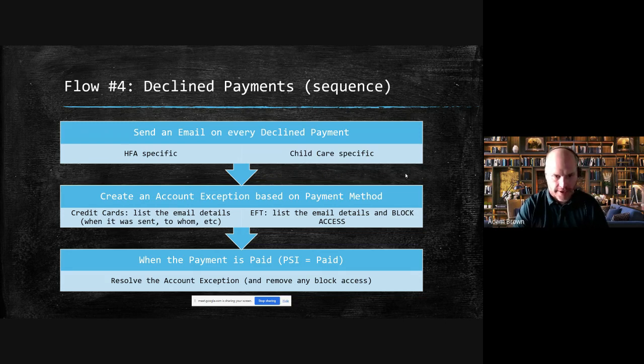So the last flow cleans up the system, resolves the account exceptions, and removes some block access. That last flow, there are some edge cases where that isn't working perfectly, but it grabs about 90% of them. So we're pretty pleased with that sequence.